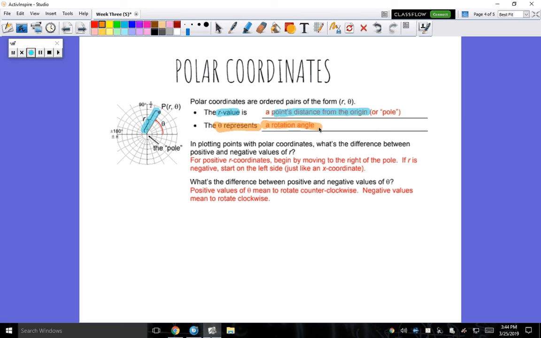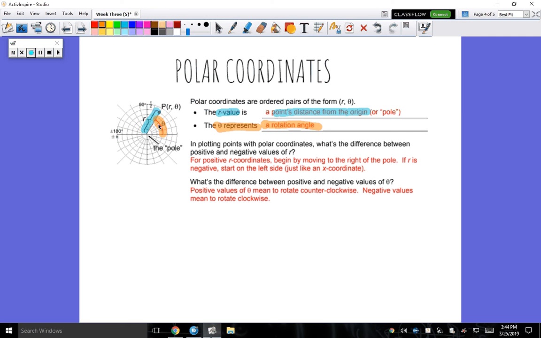Theta represents a rotational angle. Just like Jacob said, the rotational angle is the foundation of the polar coordinates. Okay, so theta is that directional angle, and it's still the unit circle. You go counterclockwise is positive, clockwise is negative.